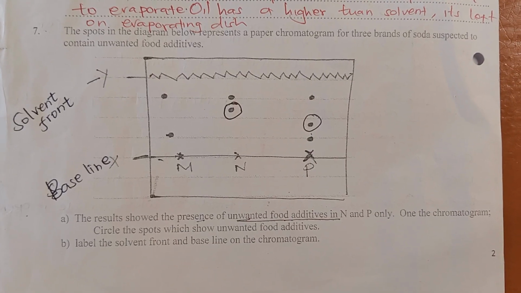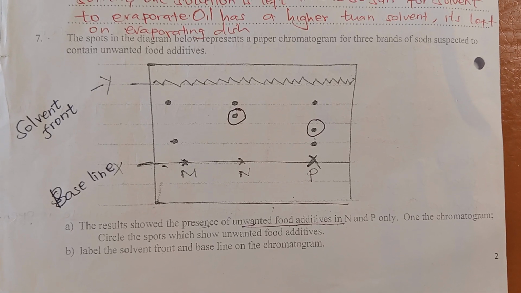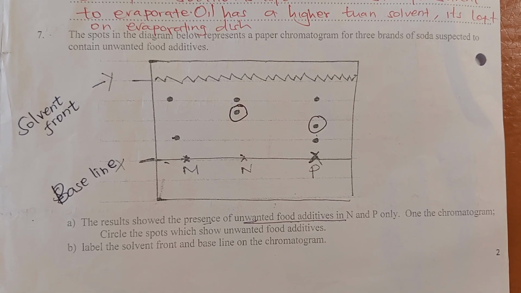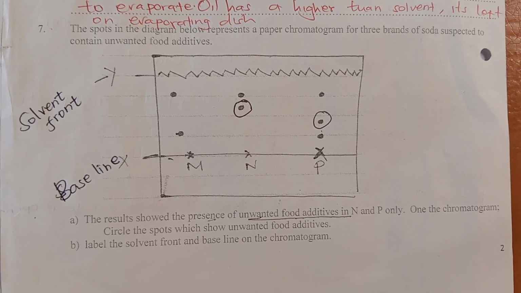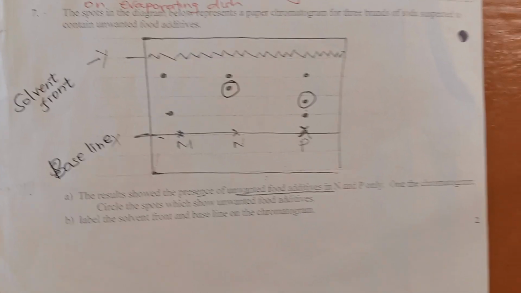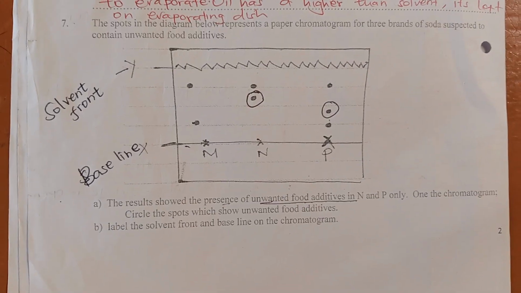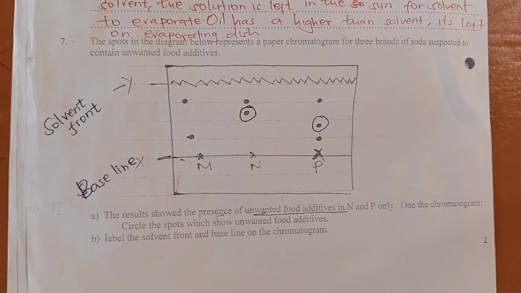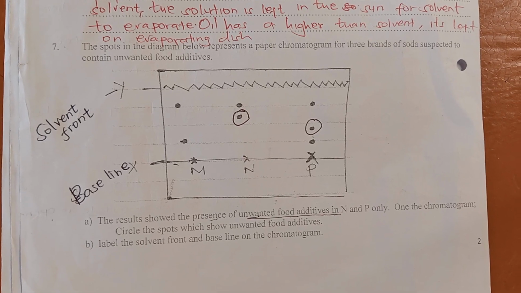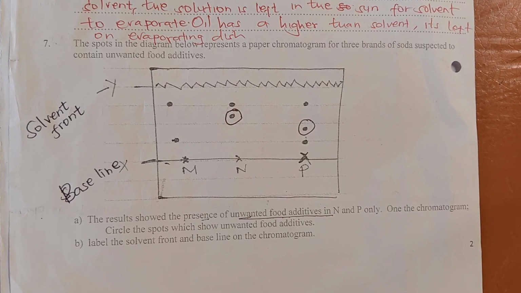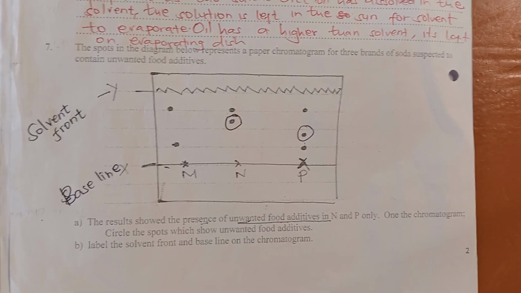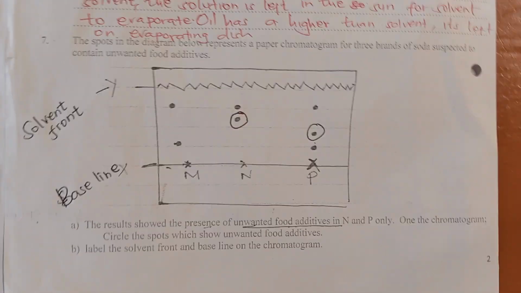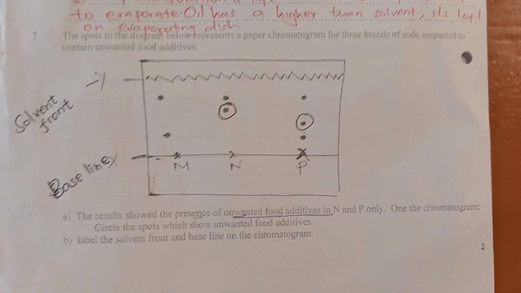The spots in the diagram show the chromatogram paper with the 3 brands of soda suspected to contain unwanted food additives. So you are supposed to label the unwanted additives, N and P only. Use the chromatogram to circle the spots that show the unwanted. So the ones that show unwanted are the ones that are not at the same level as the ones of the pure substance. So the pure substance is M. Label solvent front, baseline, that is how you label the baseline and the solvent front.